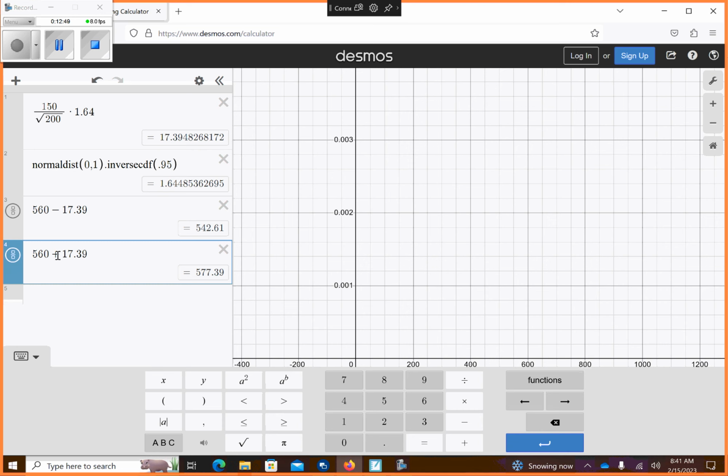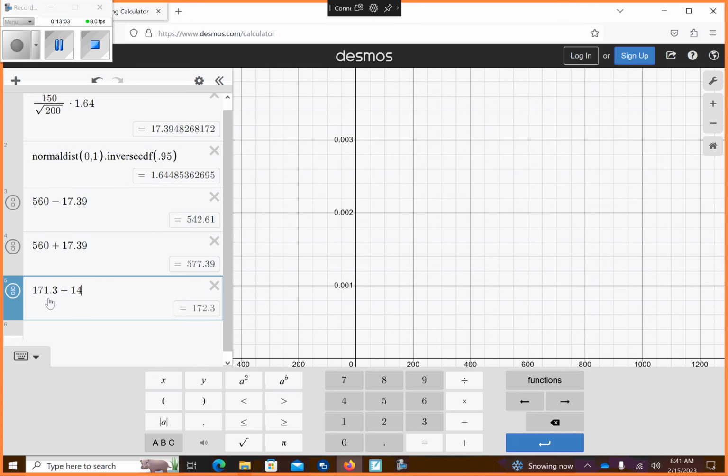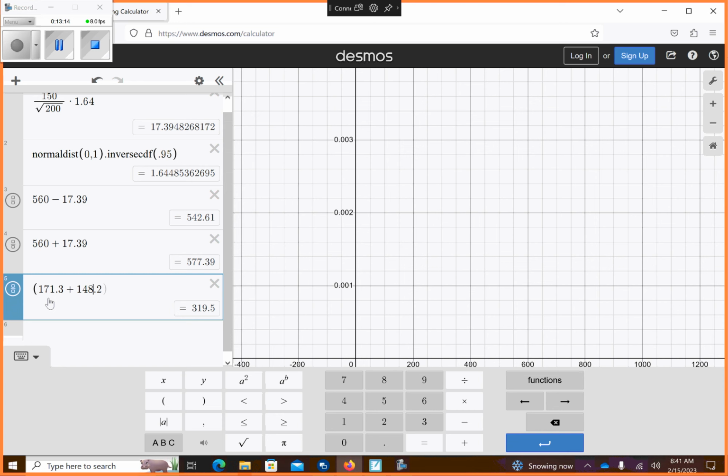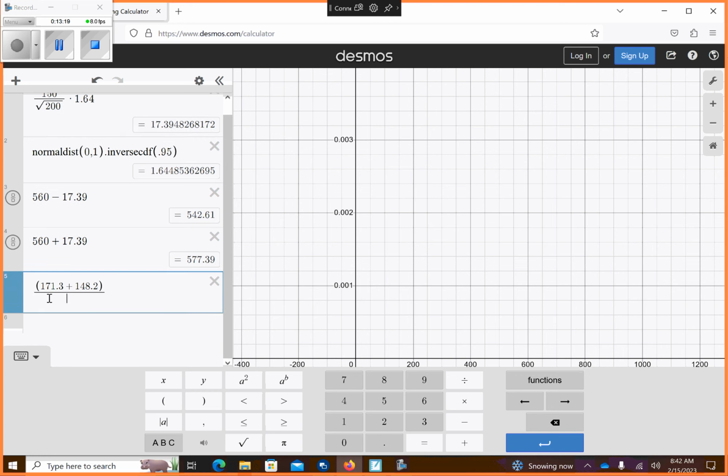Find the point estimate. So if I wanted to find the point estimate, I'm going to take my 171.3 and add that to 148.2. And I get that answer. And I should put this in parentheses so it'll work. And then if I divide by 2, because I want the average, that takes us to 159.75 days.